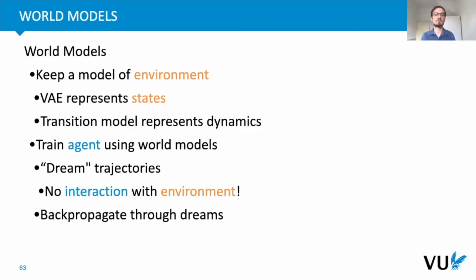So to wrap up, world models keep a model of the environment. And this is very useful because we can train our agents using world models to really increase the sample efficiency of our algorithms. The world model consists of two parts: a variational autoencoder that represents states, and a transition model that represents the dynamics. We can train an agent without any interaction with the environment, but we still have to collect some experiences within the real world to train our world model. The cool thing is that we can backpropagate through our dreams, through our trajectories sampled by the world model, to efficiently train our actor.